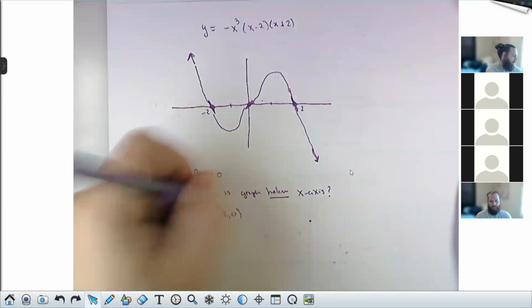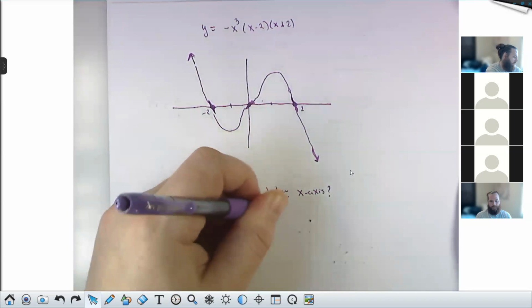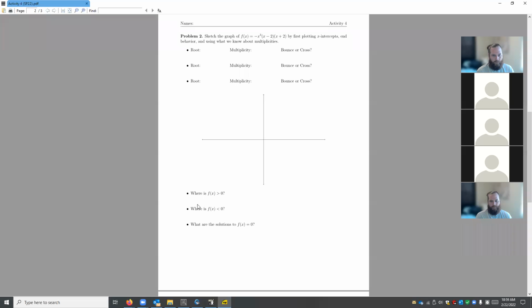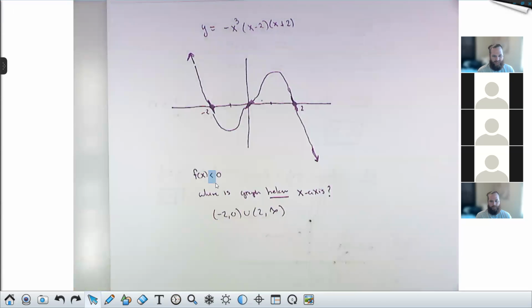And we wouldn't put close brackets for the -2, 0, or would we? Because we're asking, let me take a quick look at the question. Because we're asking where is f strictly less than 0, I don't want to include the points where f is equal to 0. So yeah, this would be parentheses everywhere. If this was less than or equal to, then we would use brackets everywhere except at the infinity.